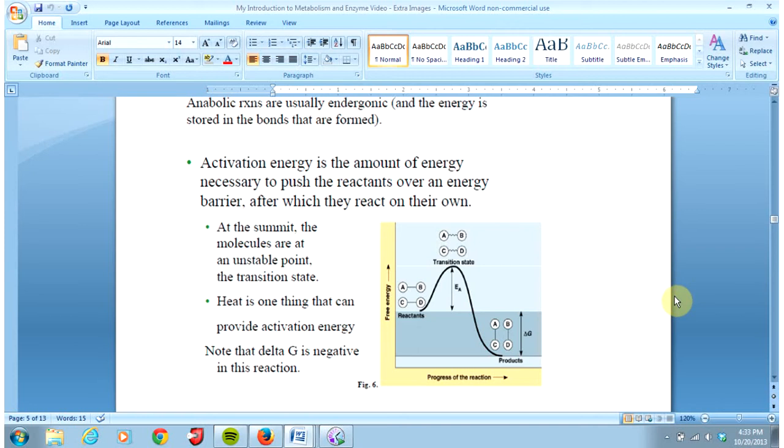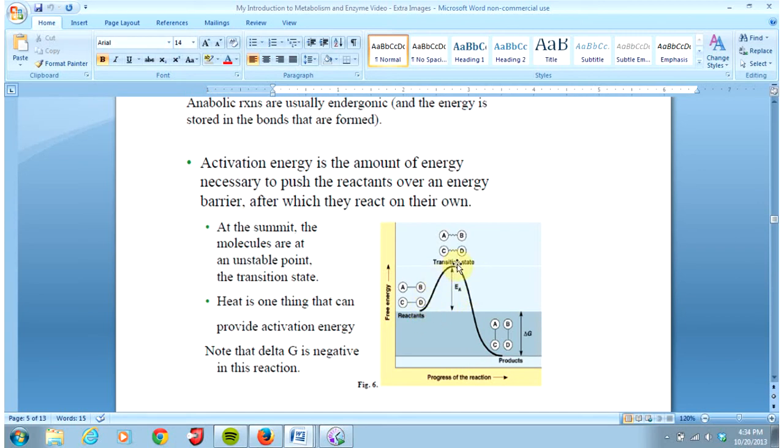If you look at the little graph down here, it shows us our reactant molecules, molecule AB and molecule CD. We have to put some energy in order to weaken the bonds between AB and CD so that they can be recombined to create molecules AC and BD, the products of the reaction. So the energy that's put in order to weaken those bonds is called the activation energy.